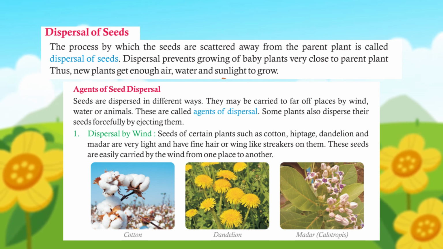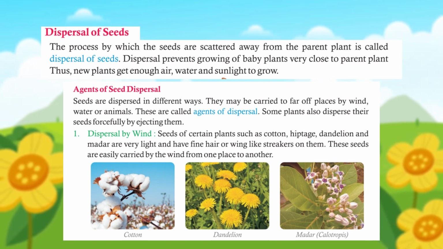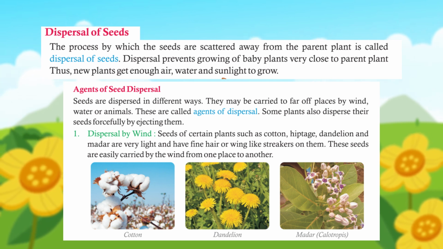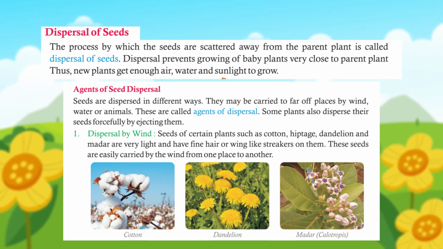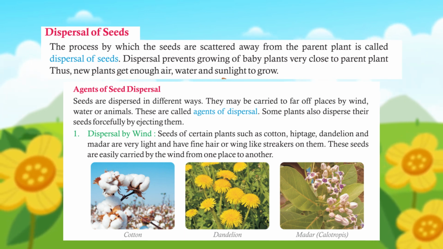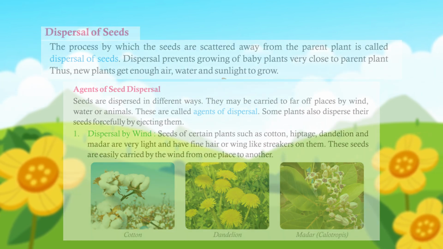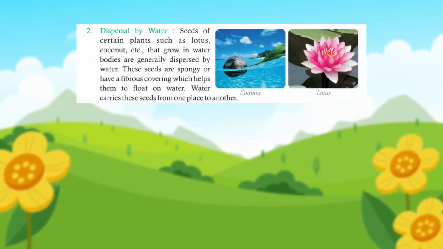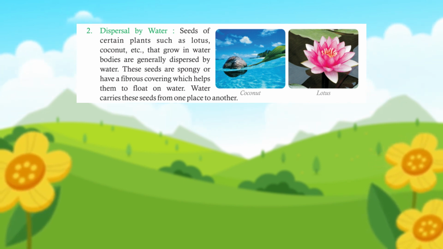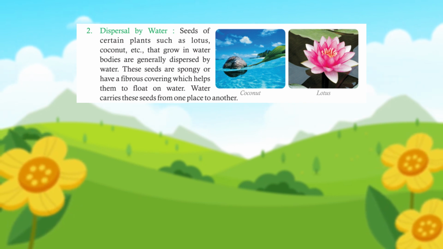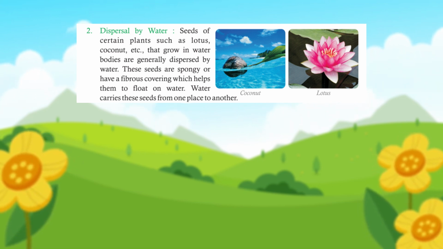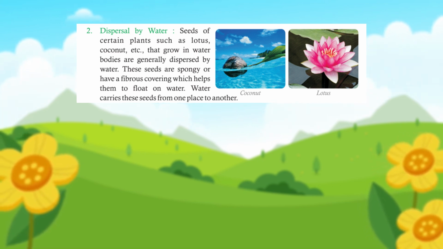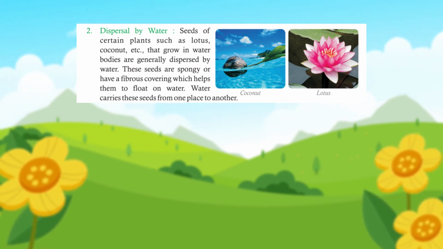1. Dispersal by wind. Seeds of certain plants such as cotton, hiptage, dandelion and madar are very light and have fine hair or wing-like structures on them. These seeds are easily carried by the wind from one place to another. 2. Dispersal by water. Seeds of certain plants such as lotus, coconut, etc., that grow in water bodies are generally dispersed by water. These seeds are spongy or have a fibrous covering which helps them to float on water. Water carries these seeds from one place to another.